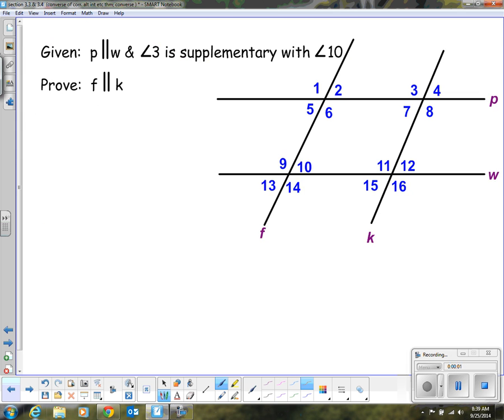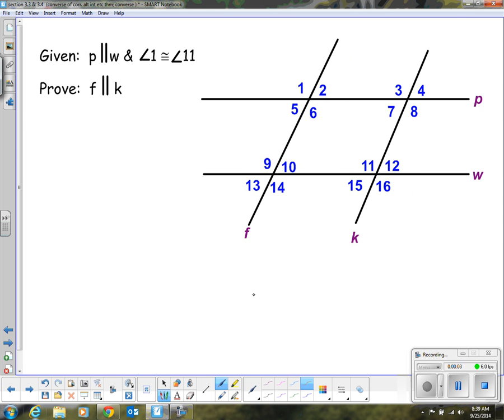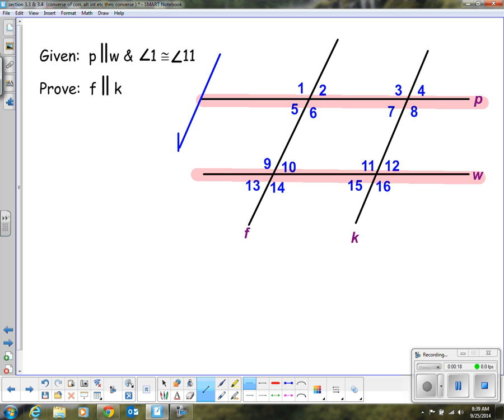Back to this right here. Okay. Now this is different. We're only given that P and W are parallel. What does this mean? That means that I can work down. I can go down. I cannot go across because we do not know those lines are parallel. Okay, we can work down, we cannot work across.